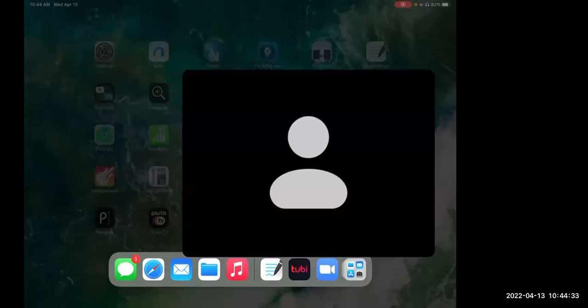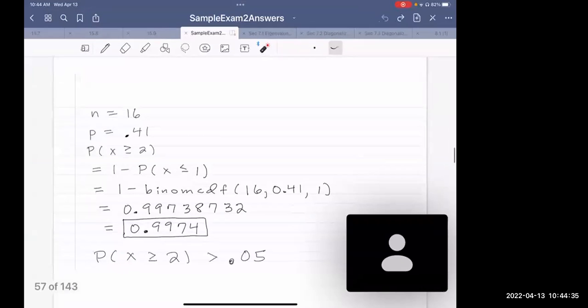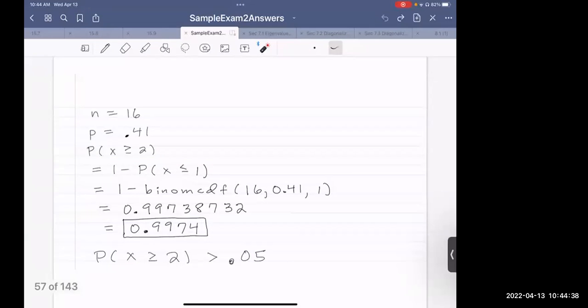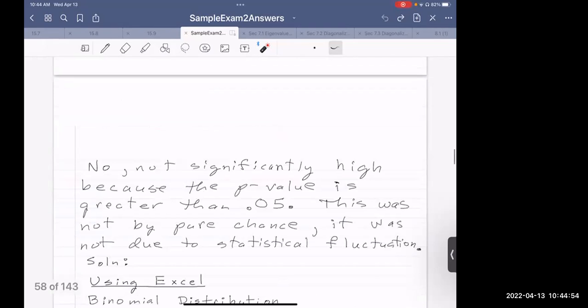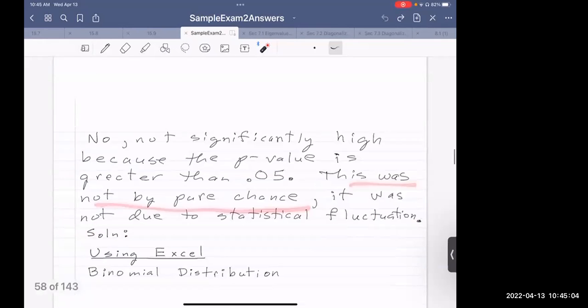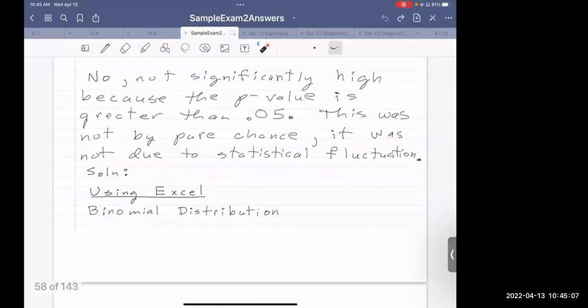And so I have here 0.99738732. Let's round this to the nearest 10 thousandths, 0.9974. Since the probability x is greater than or equal to 2 is greater than 0.05, then no, this is not significantly high because the p-value is greater than 0.05. This was not by pure chance. It was not due to statistical fluctuation.